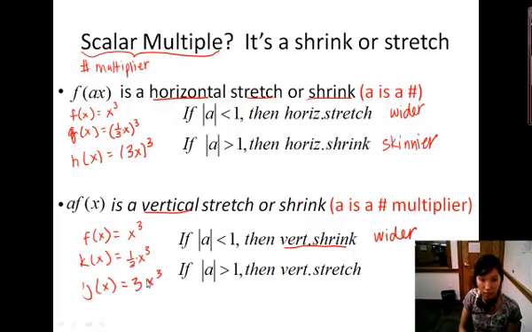Alright, again, we're saying it's not being cubed with the x, so it's vertical. And you'd be saying, oh, it's 3 times the vertical height, so it's going to be stretching that Stretch Armstrong out. This thing is going to be a vertical stretch, exactly what you would think. It's going to become skinnier.